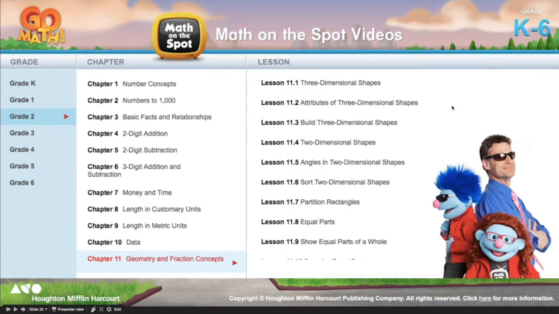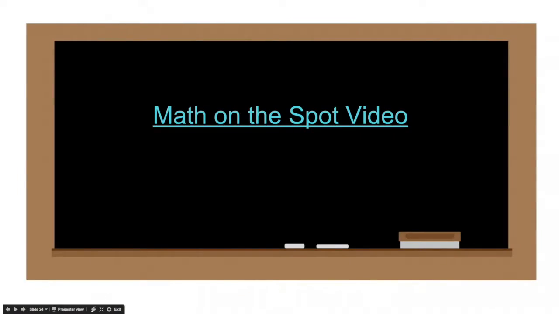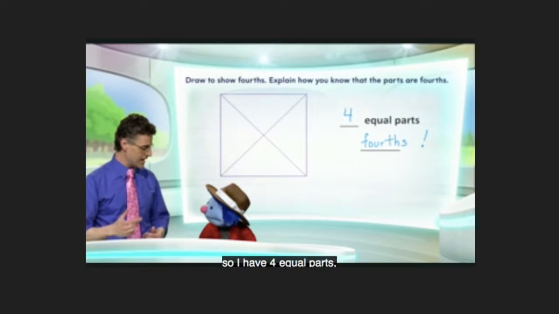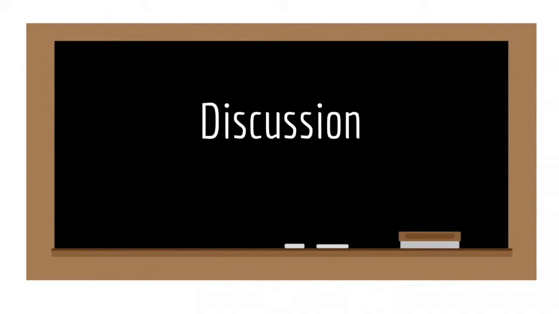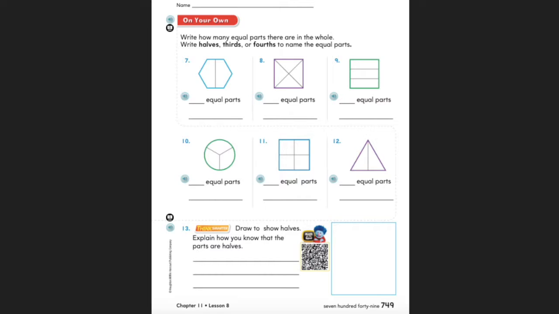So as you can see, the 2 characters work together to solve that problem. And then actually here we are at the end where they're able to find out that 4 equal parts is in fact fourths. During this time, students have out their whiteboards, and they're working right along with this video. After that, we have a discussion where we do more problems like what we just saw on the Math on the Spot video. And this brings us to our Elaborate section of our lesson.